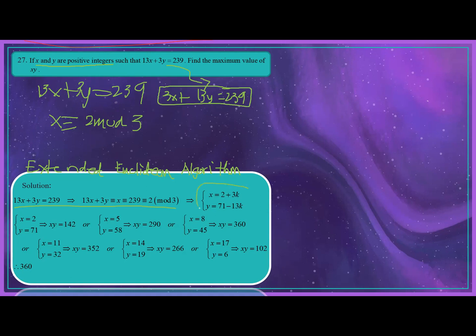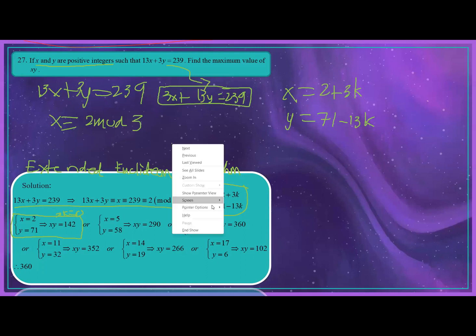So basically, this is the essence: we have x equals 2 plus 3k and y would be 71 minus 13k. At any k, you can solve x and y, for any k from 0, 1, 2, and so on. When k is 1, this is our solution. So you solve for x and y in every case, and you solve x times y also.